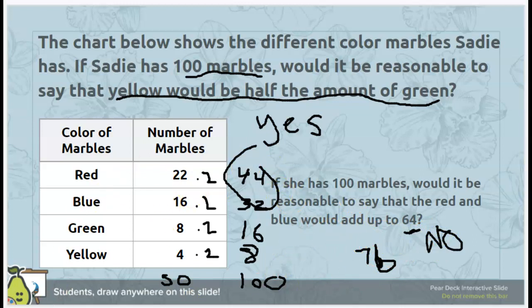So this is my suggestion. When you have a table and it's asking you for more marbles than you actually have, so we only had 50 and it's asking us to go to 100, I would actually just rewrite on the column right here. I would add another column to it and put my numbers in for 100. Okay, that's what I would do.